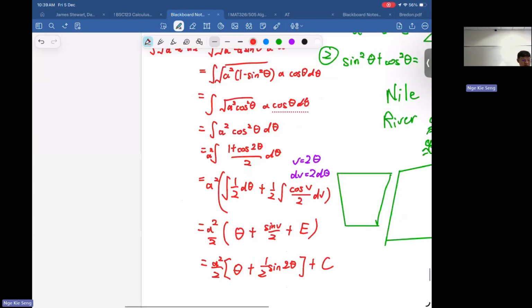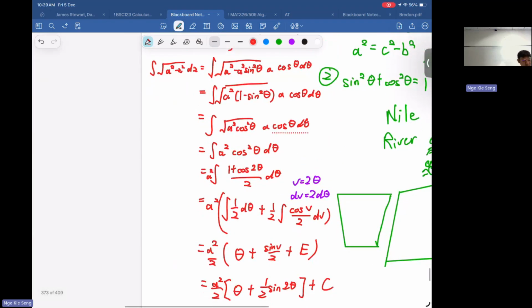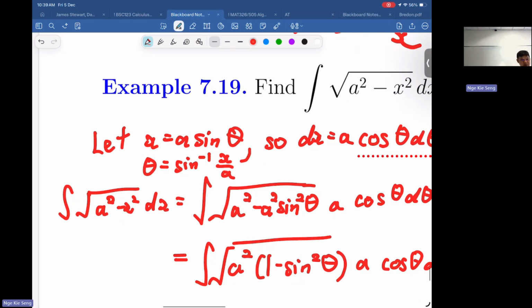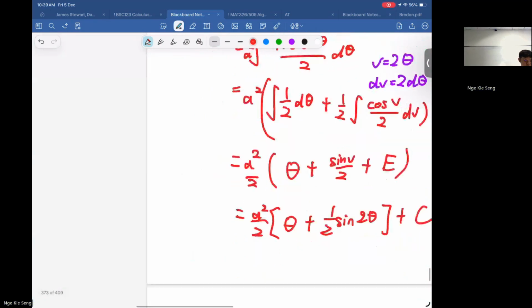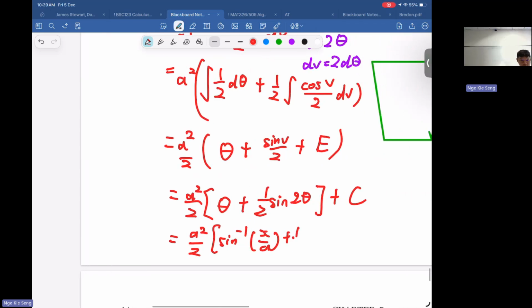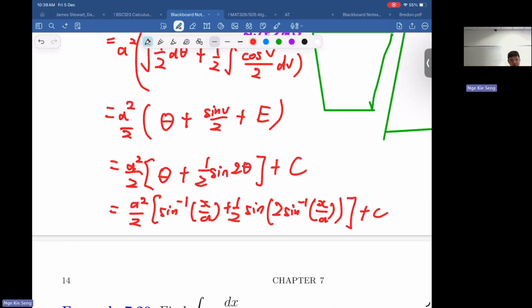But note that our integral is in terms of x, but this is in terms of theta. So how to go from theta to x? We need to go all the way back here. Theta is equal to sine inverse of x over a. So we substitute back in terms of x. This is a squared over 2 sine inverse x over a plus half of sine of 2 times the sine inverse of x over a. Okay, so this is the final answer.